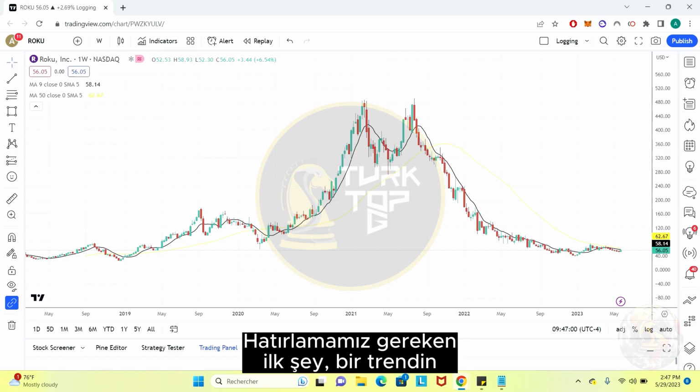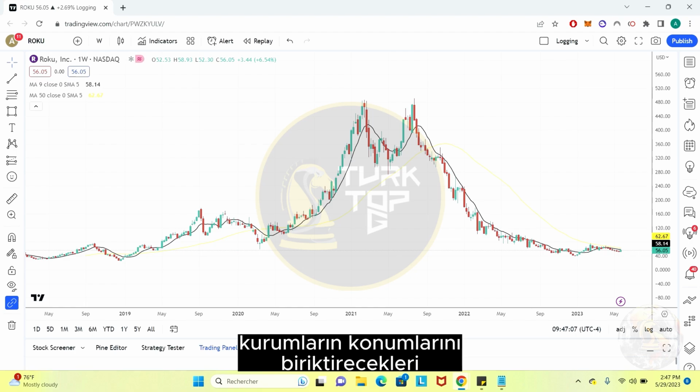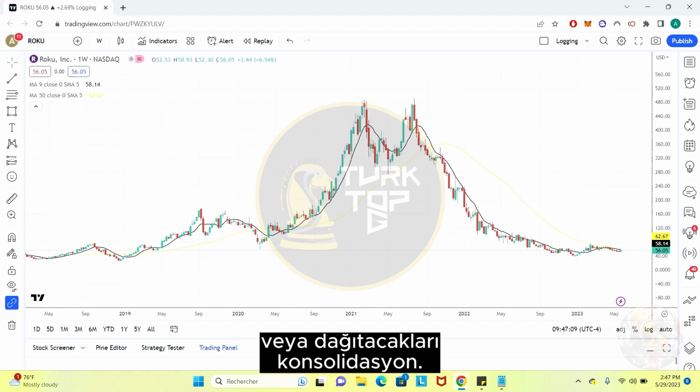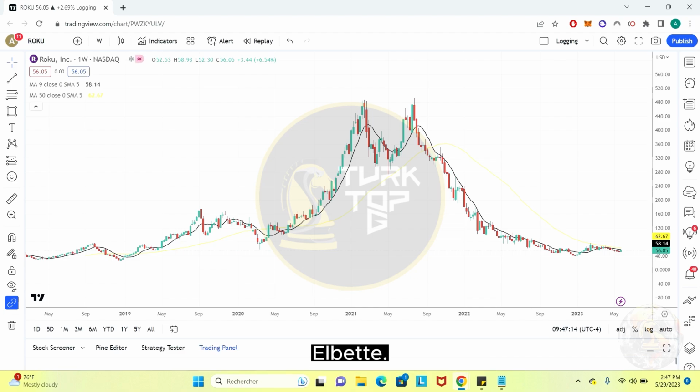So first thing we need to remember is that for a trend to happen, we need an extended period of consolidation, which is where the institutions are going to be accumulating or distributing their position. So usually that would be seen as a base box, all right?